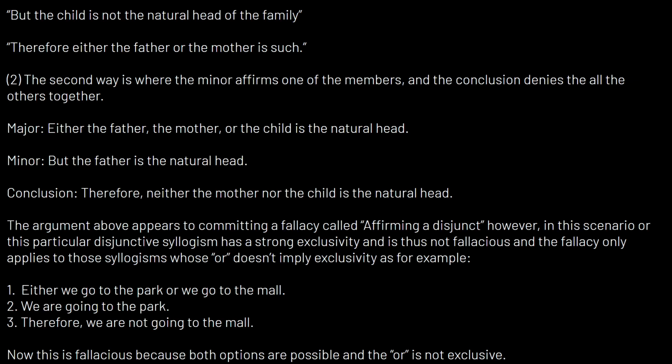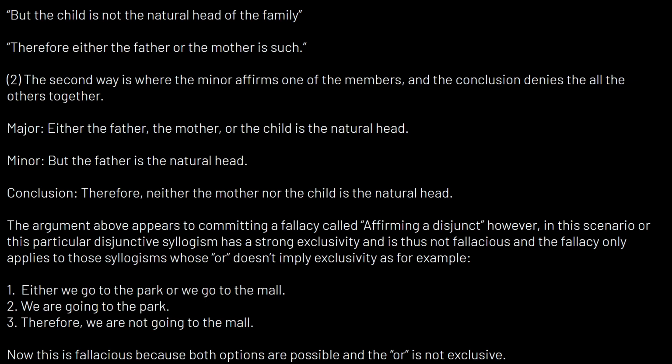The second way is kind of controversial, but I'm going to clarify that it's not fallacious. The second way is where the minor affirms one of the members, and the conclusion denies the others together in the conclusion. And so it goes like this. Major: either the father, the mother, or the child is the natural head. Minor: but the father is the natural head. Conclusion: therefore neither the mother nor the child is the natural head. Now, it appears that this second way is fallacious, and it commits a fallacy called affirming a disjunct. But I'm going to tell you why it's actually not fallacious.